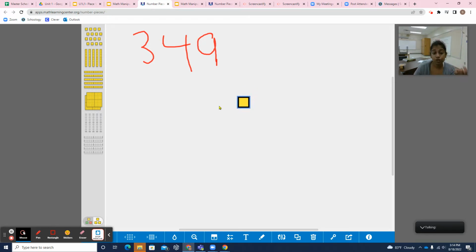Now, if I'm going to build 349, I need 349 of these. I can go ahead and do 1, 2, 3, 4, 5, 6, all the way up until I get to 349. I don't know about you, but to me, that sounds like a lot of work, and I don't want to put that much work in. There might be a simpler way. So let's see if we can do that. I am going to delete these out.